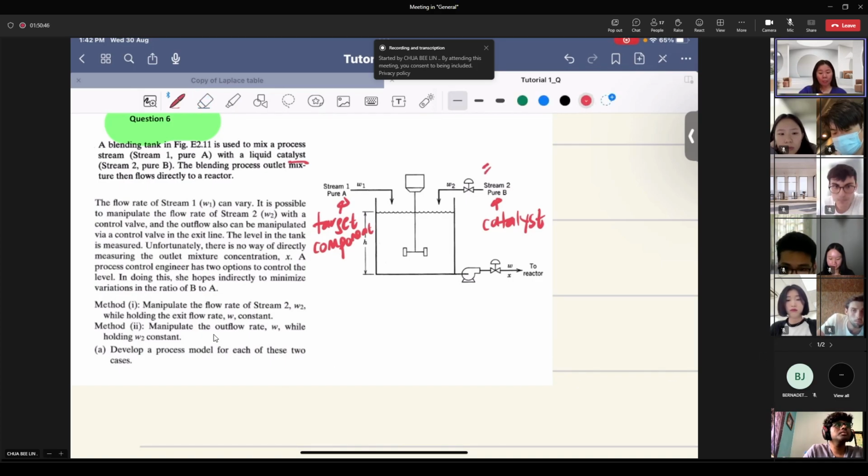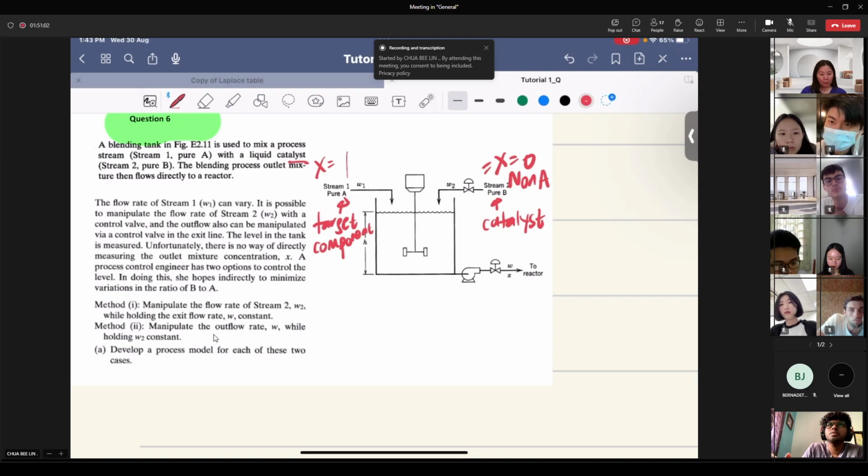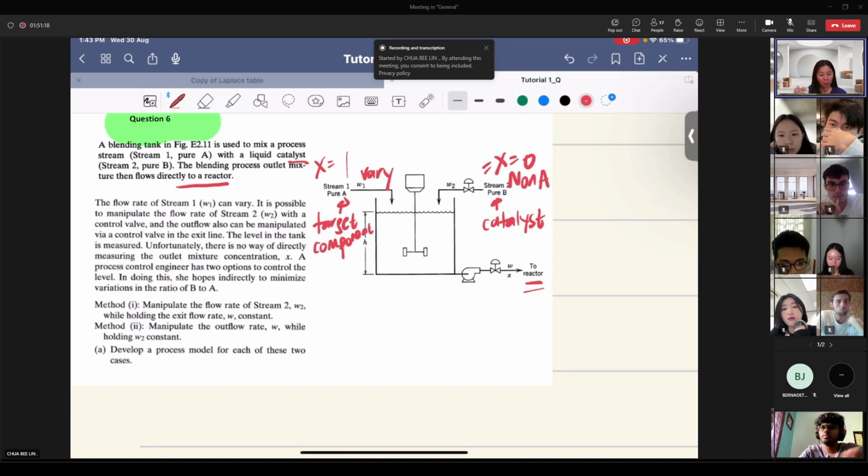In this case, I will say my X equals 0 because there is no A. Pure catalyst. My X here equals 1 because of pure A. You do not target the catalyst, you target the component A. The blending process outlet mixture then flows directly to the reactor. So this one after that will go into the reactor. The flow rate of stream 1, W1, can vary. So W1 varies, can change.